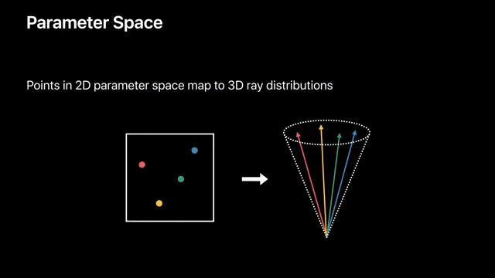A couple of times now, I've talked about generating rays in various shapes and distributions, such as the cones we were using for soft shadows and the hemispheres that we're using for ambient occlusion. The way this works in practice is we begin by generating points in a 2D parameter space, and then we map that space onto whichever ray distribution you want to use.